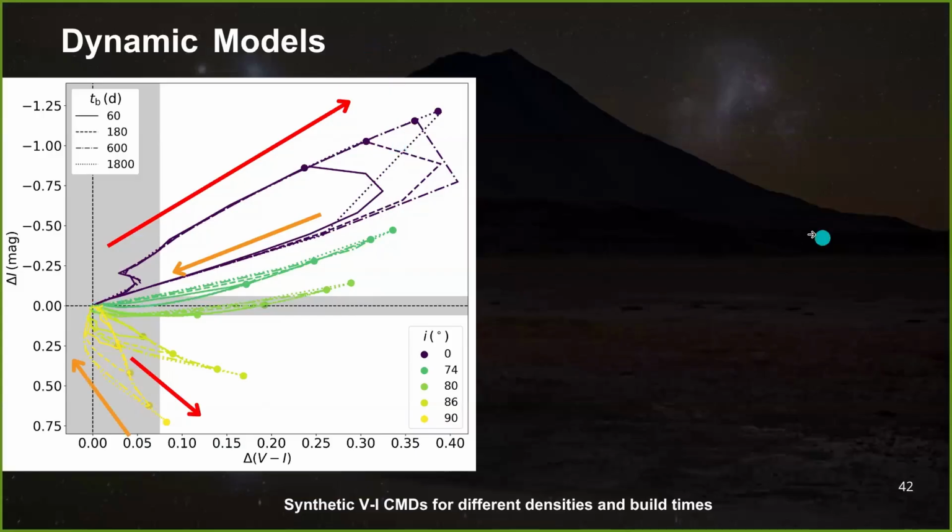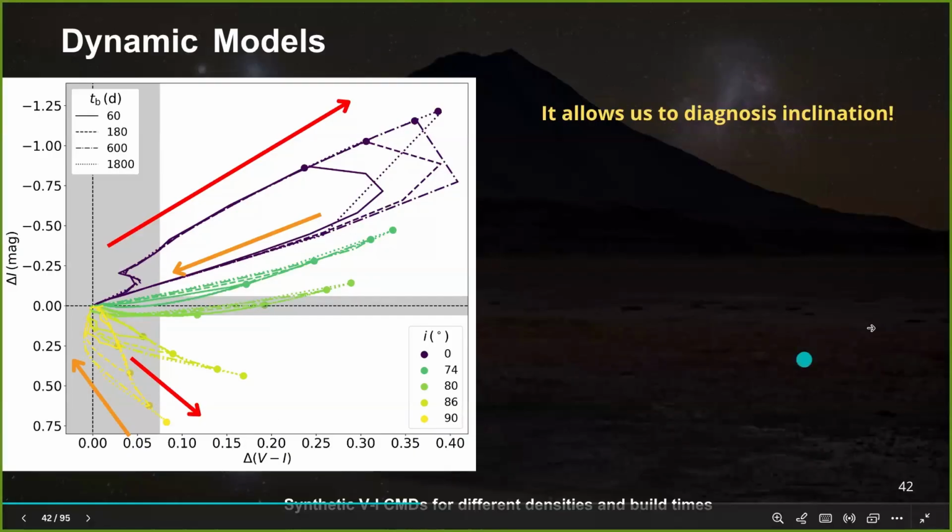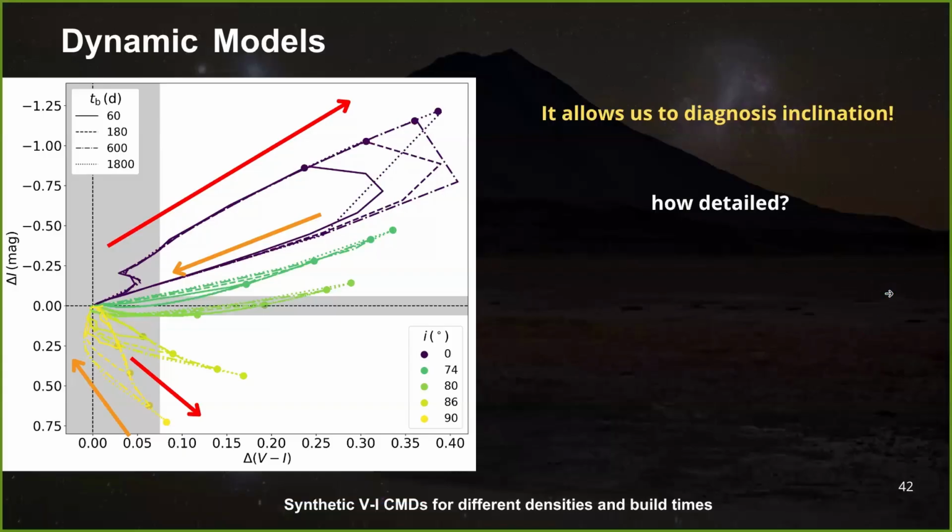So this shows us that we can use color-magnitude diagrams to diagnose the inclination of Be stars, which is fundamental for our methodology. But a natural question that comes from this is how detailed we can recover this information. Can we determine the precise inclination of those light curves from those color-magnitude diagrams?